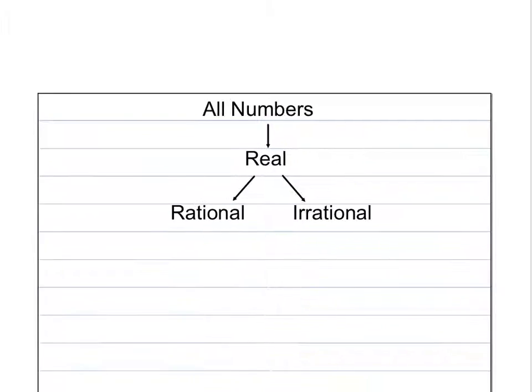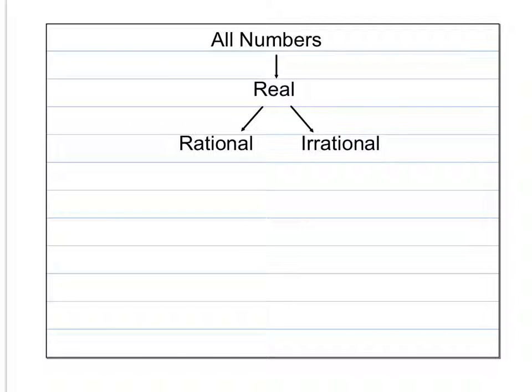So we're going to look at this kind of flow chart to help guide us through what is what. We're going to be looking at all numbers. Under all numbers falls real, and then also non-real numbers. We aren't going to focus on those, but know that that is a thing. They're also called imaginary numbers. So we're going to look at all numbers, real numbers, and under that are rational and irrational numbers.